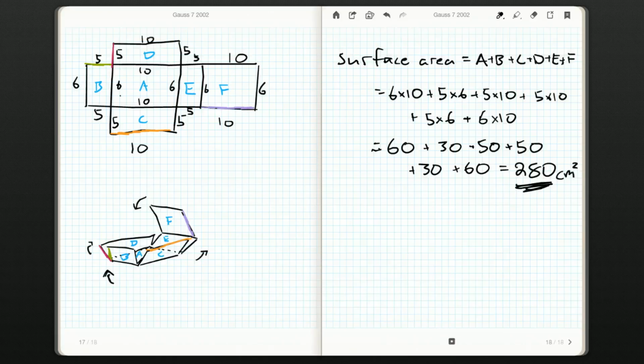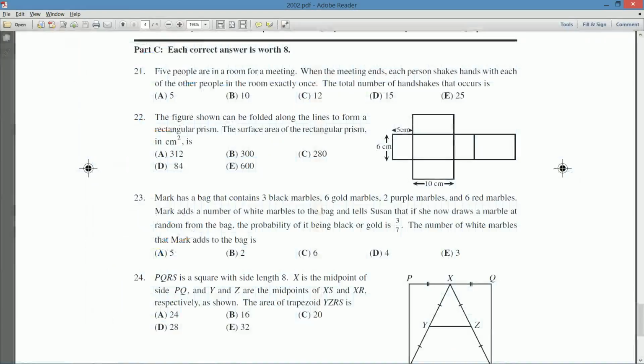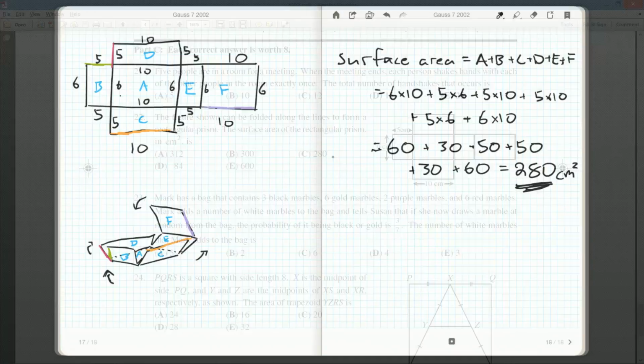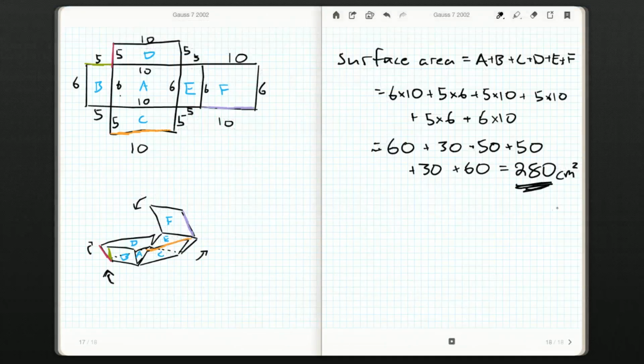Let's see if that's one of the answers, because if not, we may have screwed up somewhere. Okay, 312, 300, here's 280. And the other possibilities were 84 and 600, but I'm confident with our 280. So C is going to be our answer. Okay. So there it is. There's C.